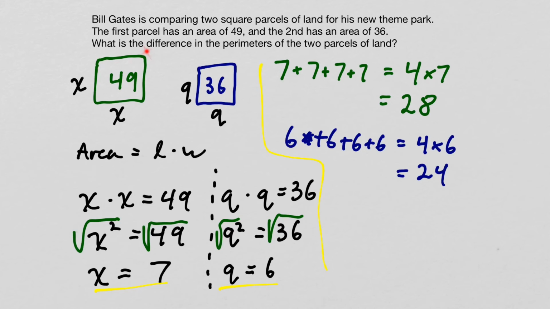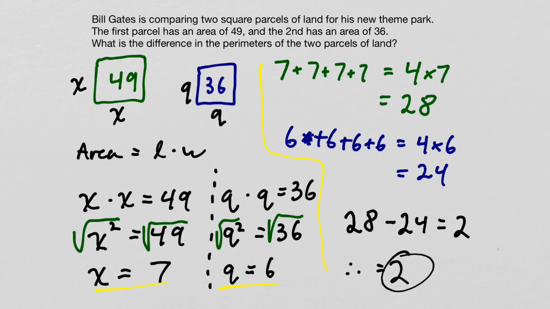But what we don't have is the difference in the perimeters. Well, to get the difference in the perimeters, we just subtract. So we take 28 minus 24, and that gives us a value of 2. So therefore, the difference in the perimeters is 2. And that's our final answer.